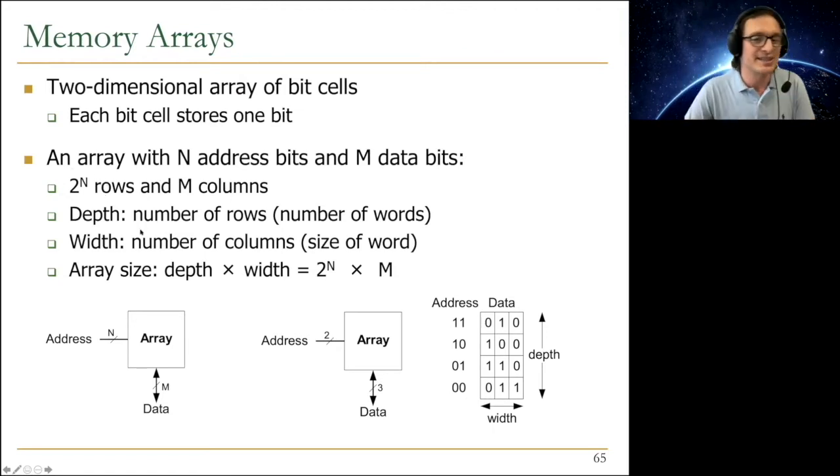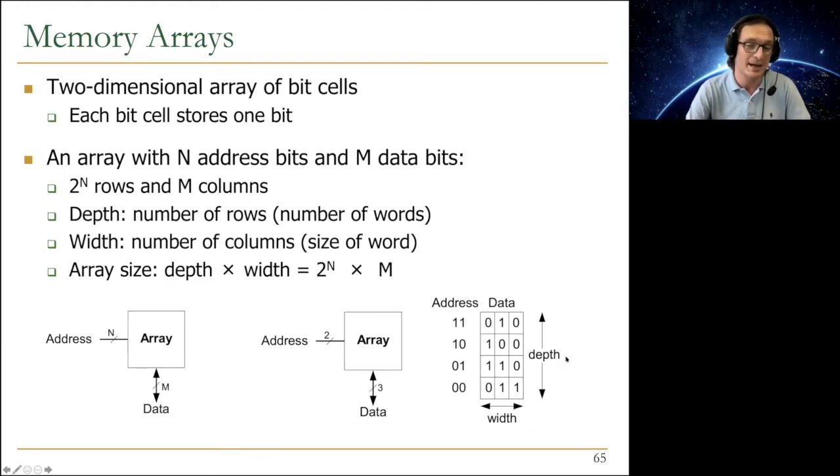You can think of this as depth and width also. Depth is the number of rows, and width is the number of columns. Column is the size of the word, and depth is the number of words. Don't get too stuck on the terminology. It's basically rows and columns in the end. And the array size is really the multiplication of the depth and width, n times m.